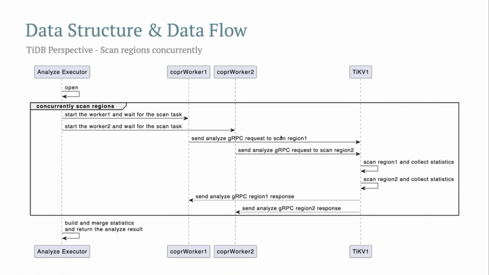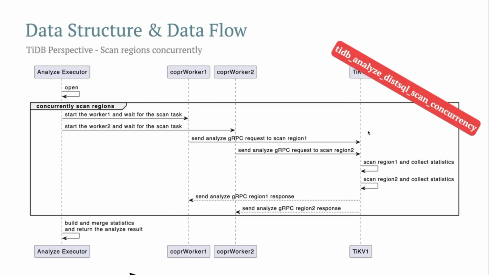But here we introduced another configuration called tidb_analyze_distsql_scan_concurrency. The default value is 4. So we have 4 workers to scan all the regions of one table.